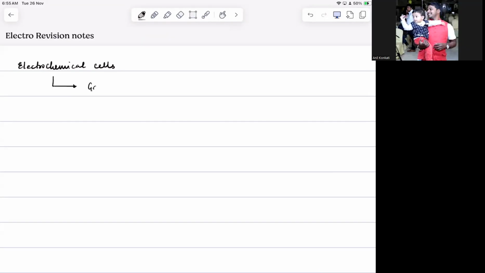One is the galvanic cell, which will convert chemical energy into electrical energy. Then we have the electrolytic cell, which will convert electrical energy into chemical energy. While here the cathode is positive, anode is negative.